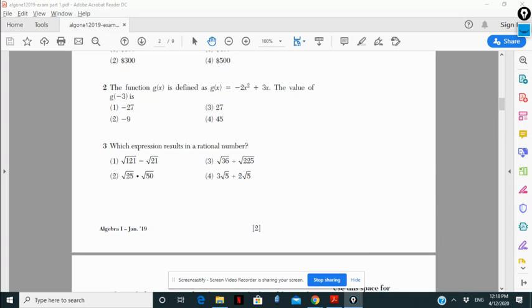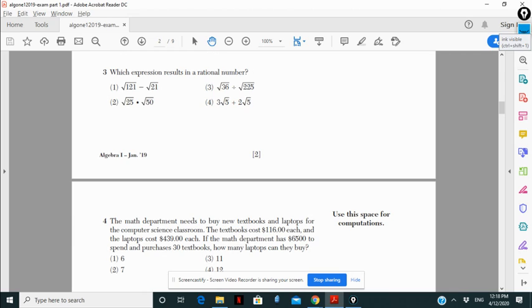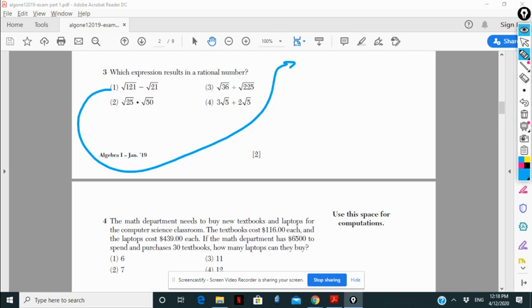Question number 3. Which expression results in a rational number? First, the square root of 121 is 11, minus radical 21. So rational minus irrational is going to give me irrational.